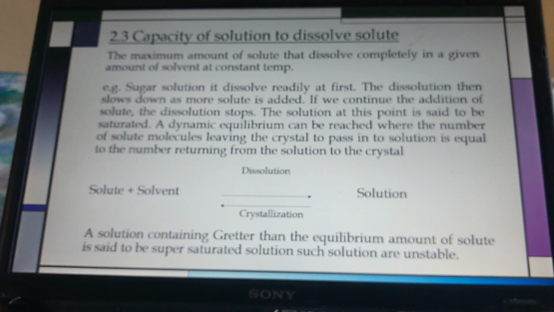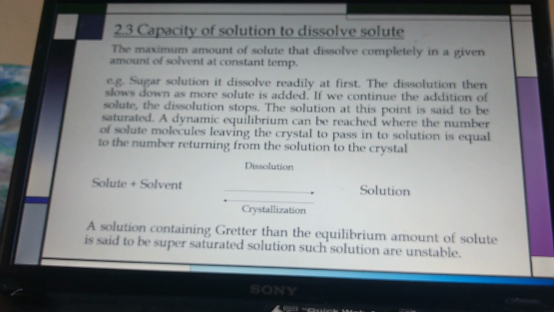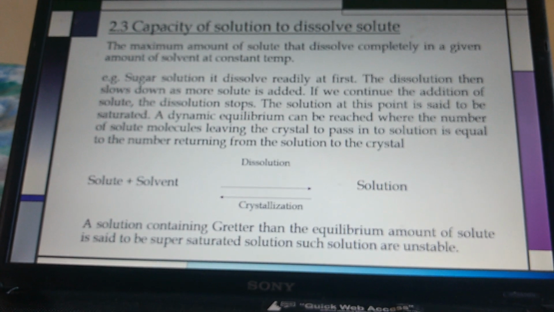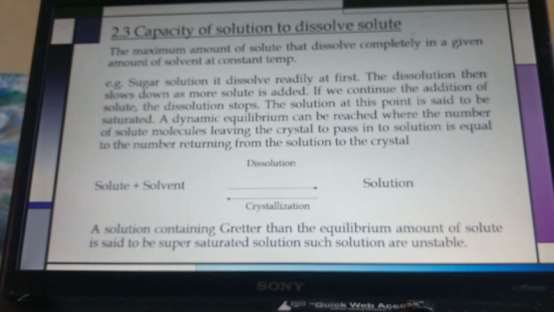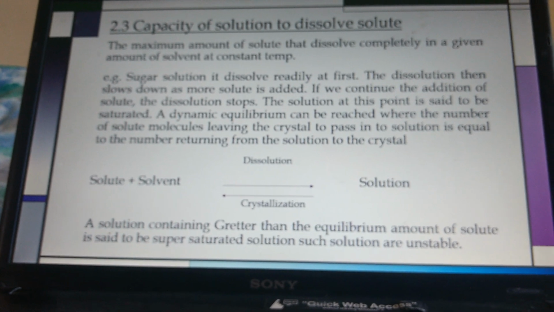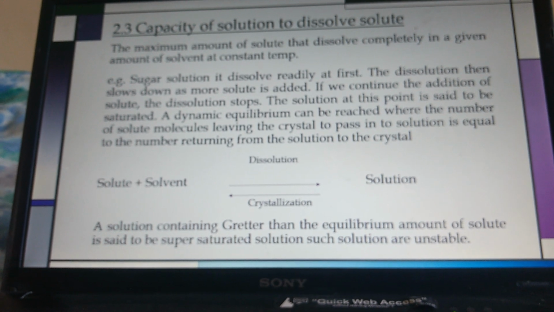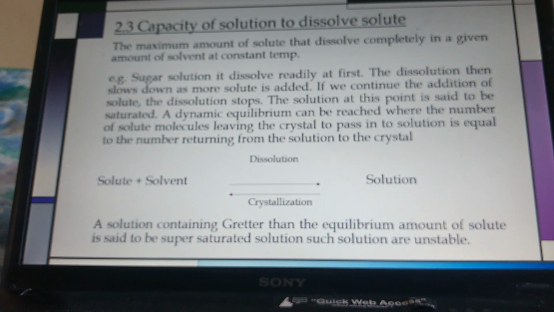So sugar plus water gives the sugar solution. The forward reaction shows the dissolution, while the reverse reaction shows the crystallization, and hence we get more amount of solution in the formation of dissolution. Once we go in the reverse reaction, we get the crystallization.